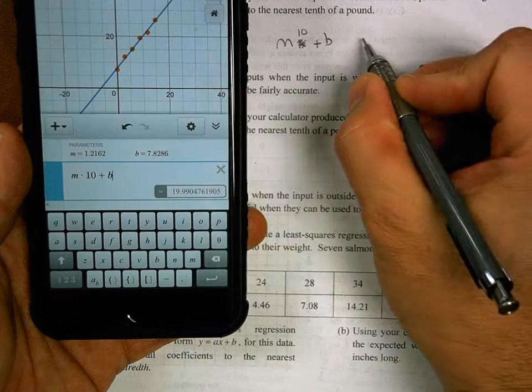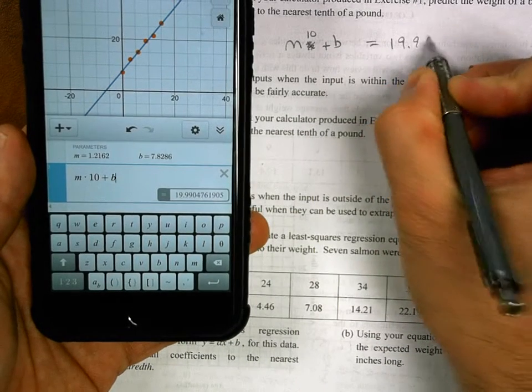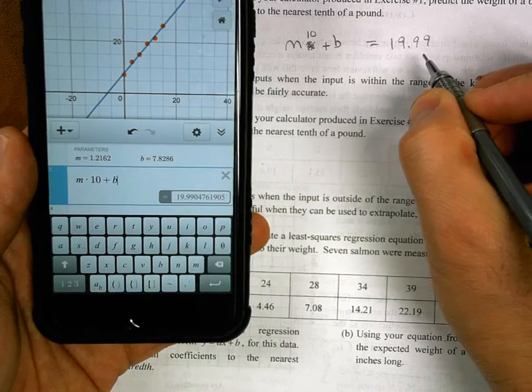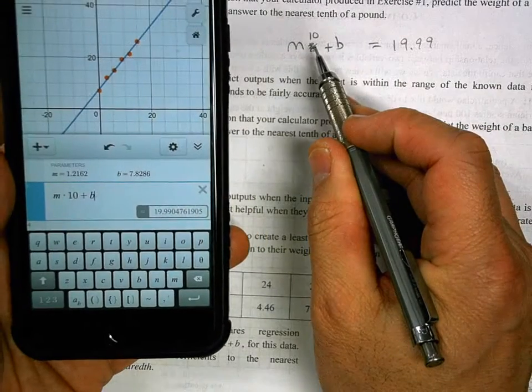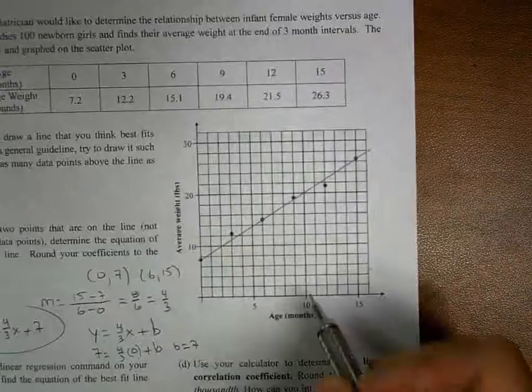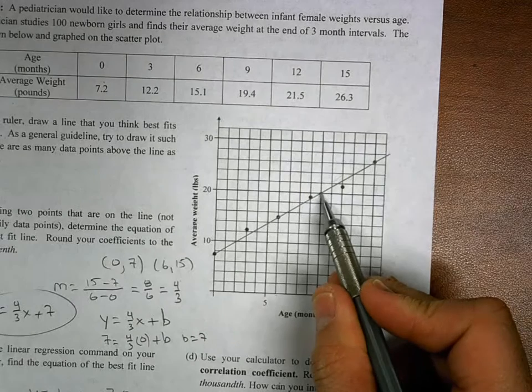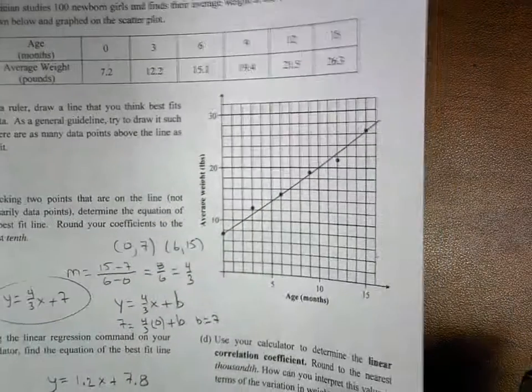So what does that give you? 19.99, so probably close to 20 pounds. Okay, so a 10-month-old baby, if you try to go back over here, so about 20, actually that's pretty close on this line right there. Okay, we're able to get that?